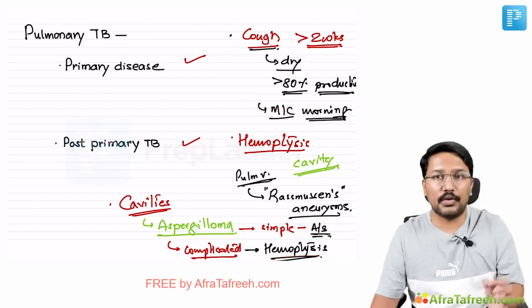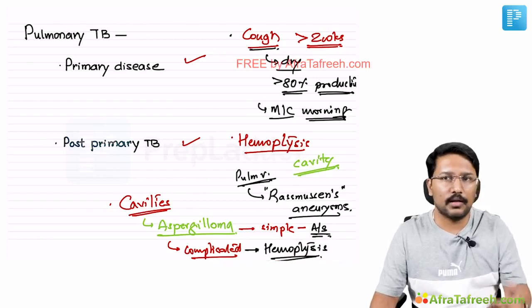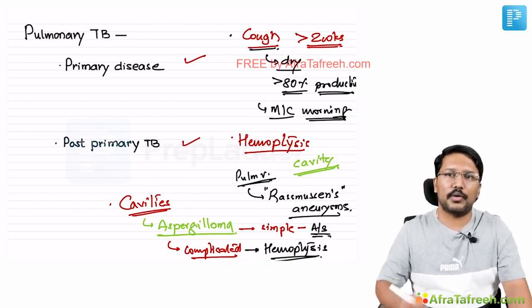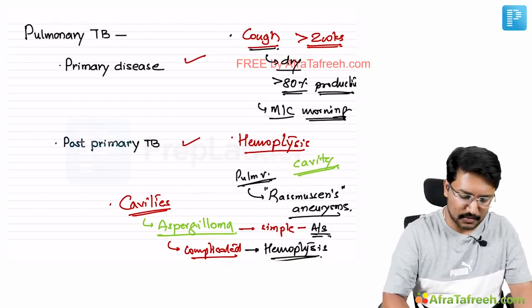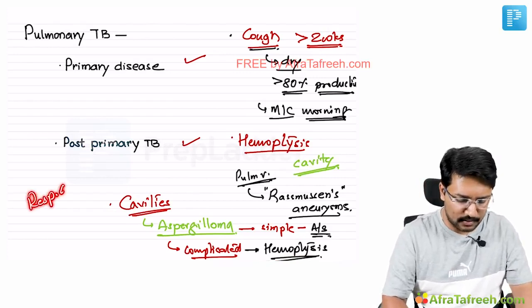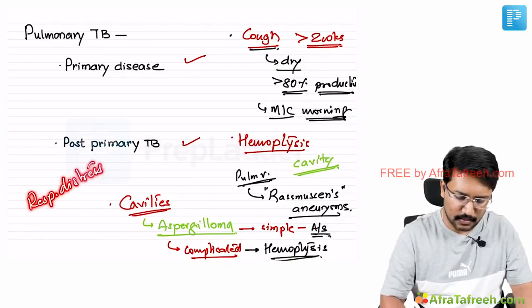Okay, so this again leads to hemoptysis. Cough and hemoptysis are two important clinical features of pulmonary tuberculosis. Beyond that, when pulmonary tuberculosis is miliary, patients might present with respiratory distress and hypoxia.